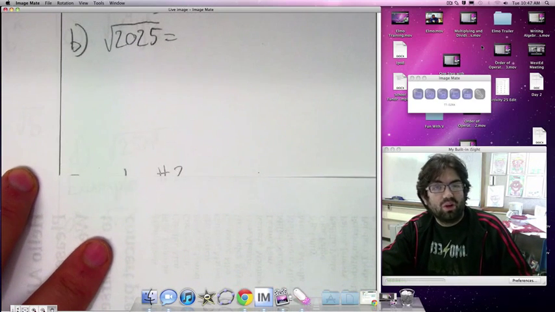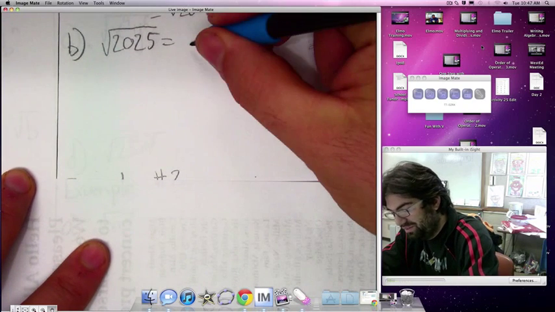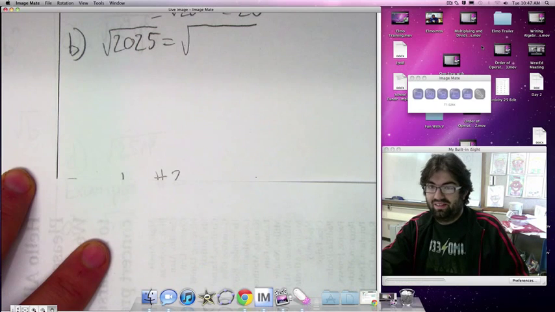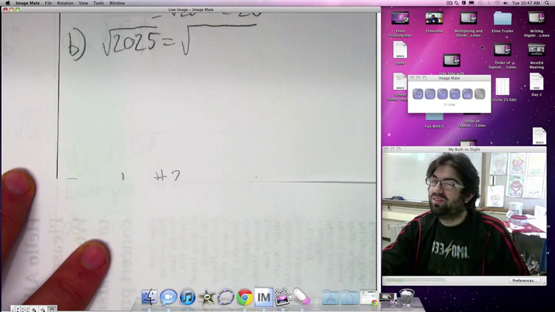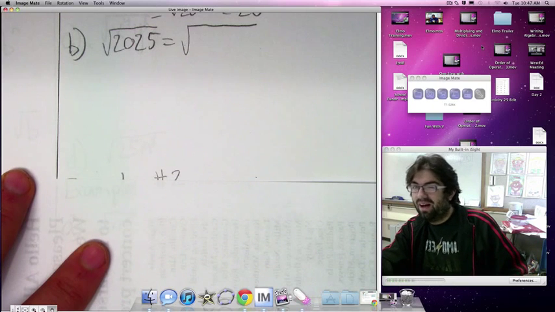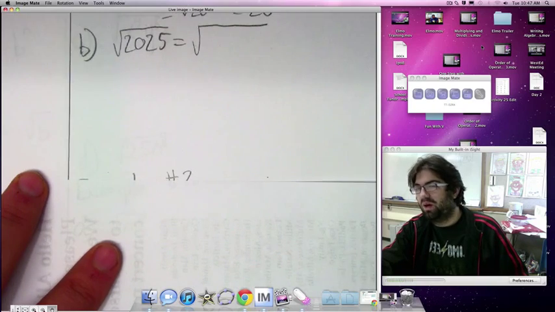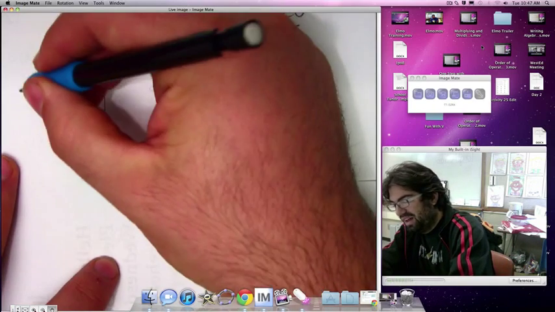Let's look at the square root of 2025. Okay, well, it's got a 5 on the end of it, and I would be willing to bet it's probably divisible by 25 because if it's got a 5, I haven't given you anything that's too crazy yet, so it's probably going to be 25. So let's just play with that idea.